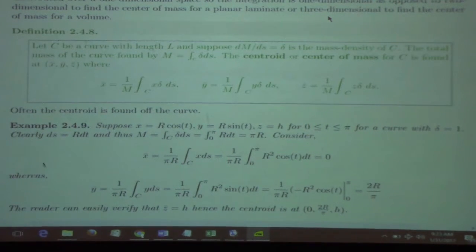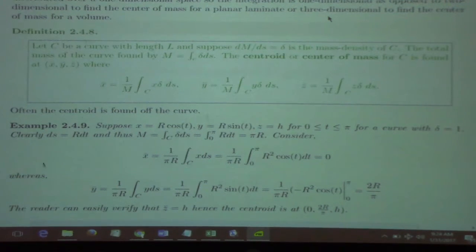So the formulas are essentially the same. If you want to calculate the centroid, you just put the density to 1 and change the mass to arc length, and that's how to calculate the centroid. For the center of mass, I have to divide by the total mass and integrate the density with respect to x and y and dz like that.